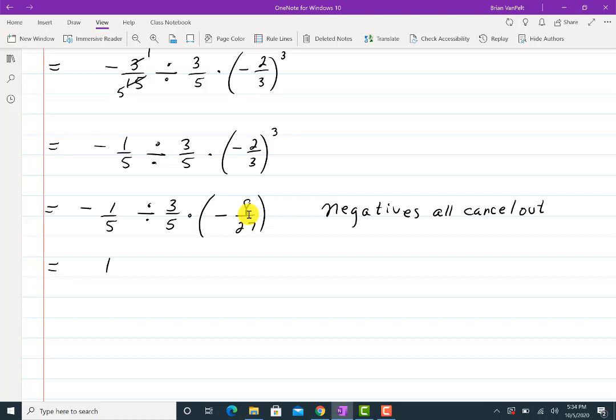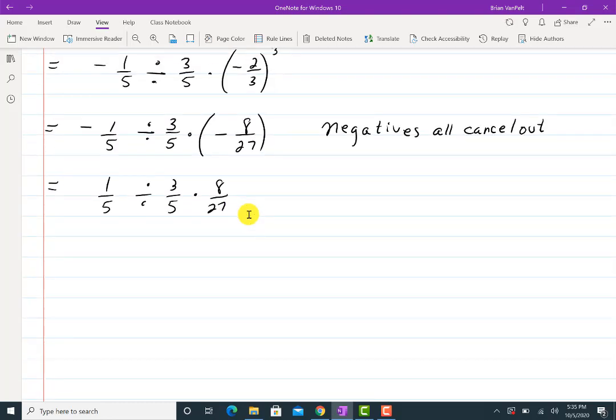So let me go ahead and rewrite this as 1/5 divided by 3/5 times 8 over 27. Now don't think that you have to do the multiplication first. Remember, when it comes to PEMDAS, you do whichever comes first between multiplication and division. The fact that division comes first means that I'll do division first. So let me handle this part first and leave the 8 over 27 till I'm done with that. So I'll put my 8 over 27 here with the dot, waiting for whatever happens up here.